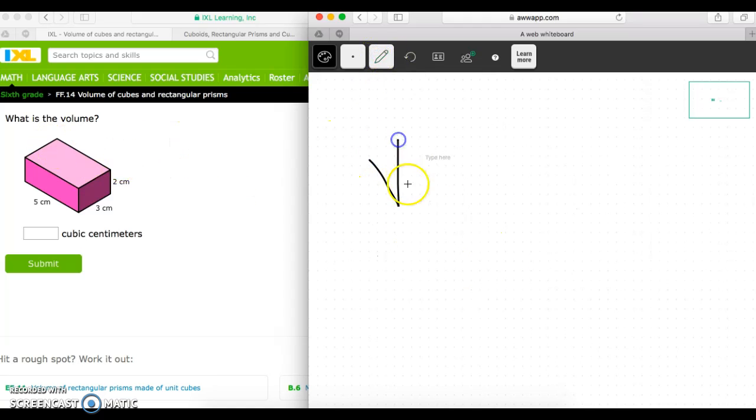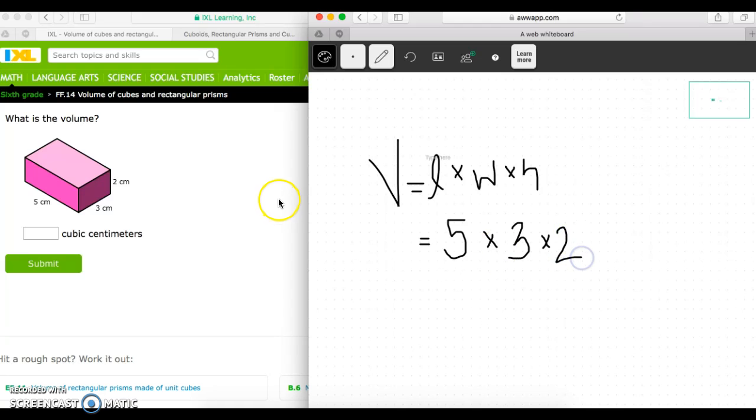All right, once again, my volume is length times width times height, and then let's apply it here. Length is 5, width is 3, height is 2. 5 times 3 is 15. 15 times 2 is 30. So 30, it's being measured in centimeters, so it's centimeters. And it's volume, so it's cubed.